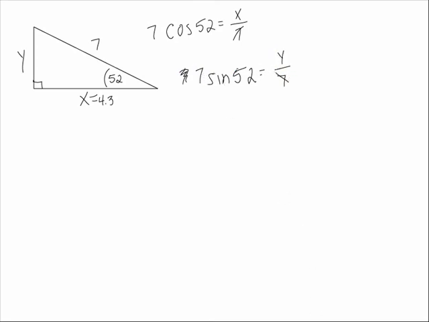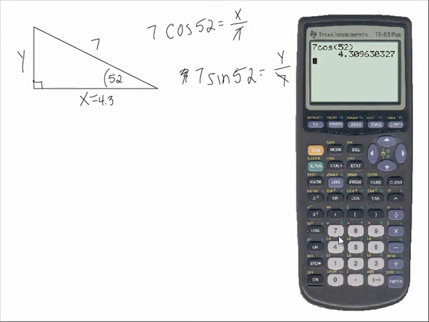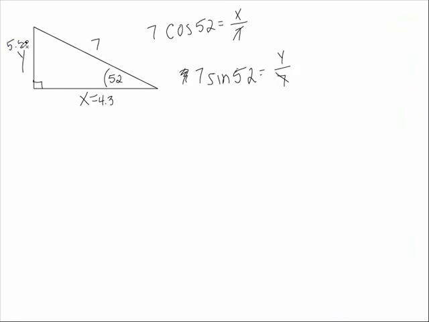So you just plug that in the calculator, get an answer, and it's 7 sine, where's the sine? Right there, 52. So it's 5.5. All right, so that's 5.5, and there you go.